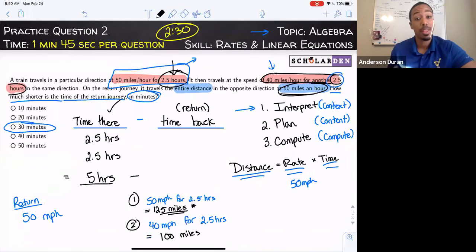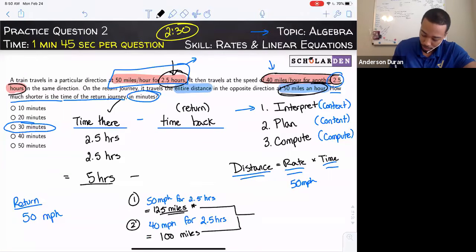So again, why was that important? Well, remember, that was important because we wanted to know the total distance, because we know how fast the train is going on the way back. So together, that creates 225 total miles. And again, that is the distance.